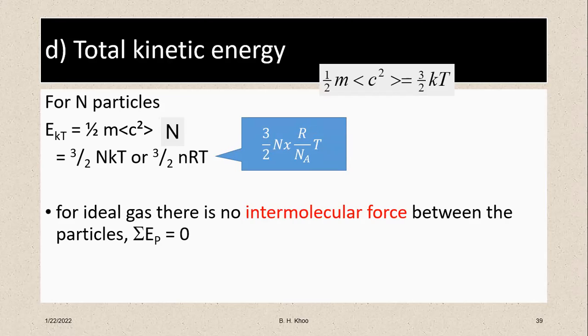For an ideal gas, there is no intermolecular force between the particles, so there is no potential energy. Its total potential energy is 0. So this is basically kinetic energy only. The energy is the total kinetic energy. Okay with that?